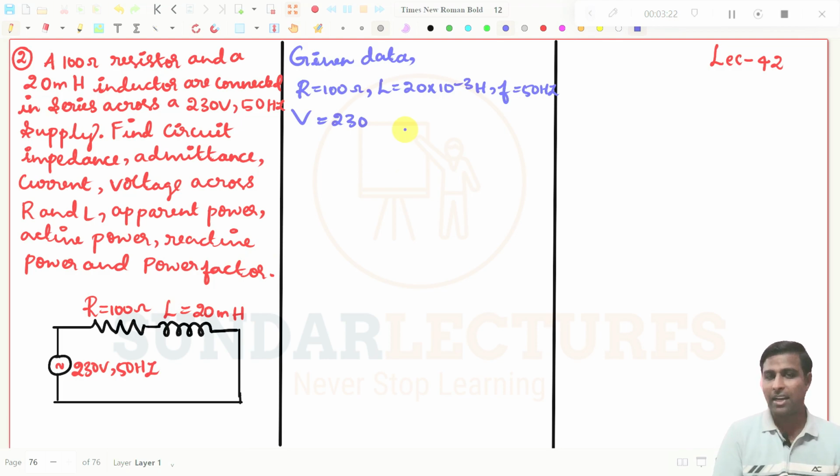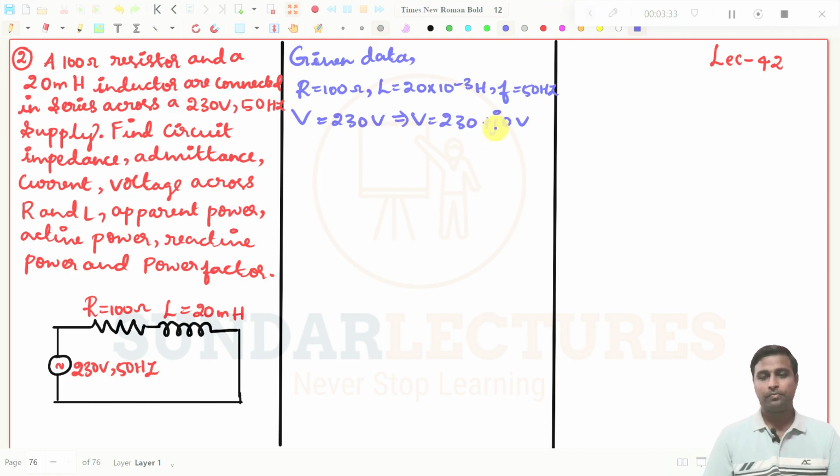So we can also write V, which is equal to 230 plus j0 volt, since there is no phase shift. That is also a correct answer. Now, what is the first question they have asked you to find? The impedance value. What is the circuit total impedance? They are asking you to find the circuit total impedance.